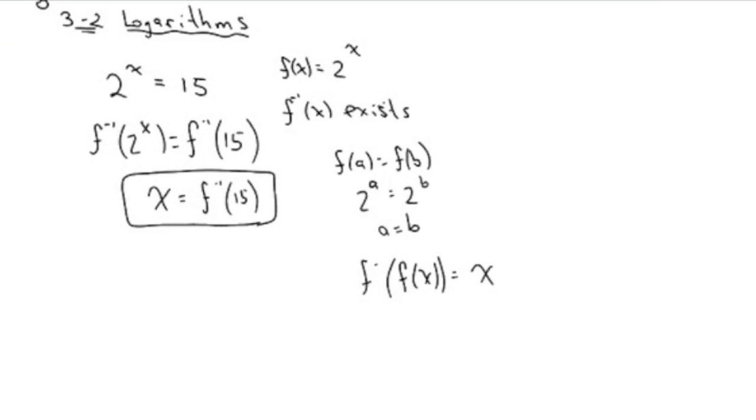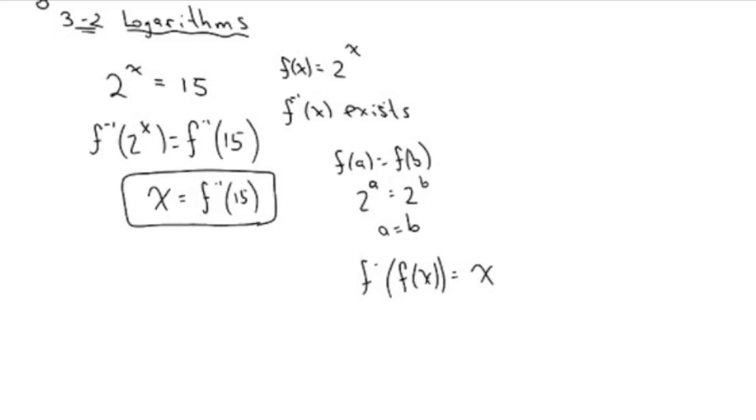f inverse exists because it is one-to-one. So if I take f inverse and I compose it with f of x, what happens to f inverse and f? They basically go poof. They don't cancel per se. And you're left with x. So that pops down and the other side says f inverse of 15. So technically you solve for x.